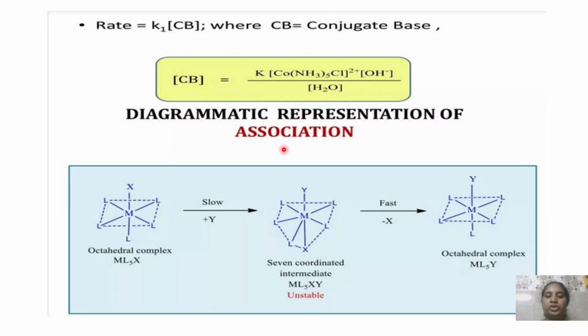There is a diagrammatic representation of this mechanism. Initially, this is the octahedral complex. In this base hydrolysis there is association of the ligand, such that this octahedral 6-coordinate complex converts to the 7-coordinated intermediate complex, which is unstable. The ligands around the metal are arranged as 1, 2, 3, 4, 5, 6, 7. With the fast displacement of ligand X from the complex, it converts to the octahedral complex.